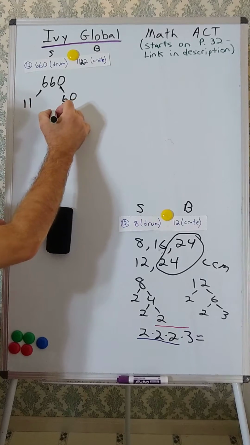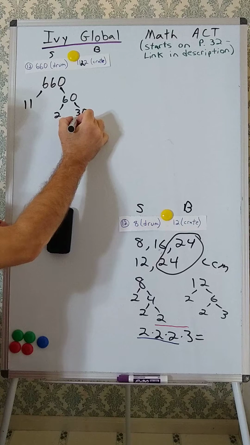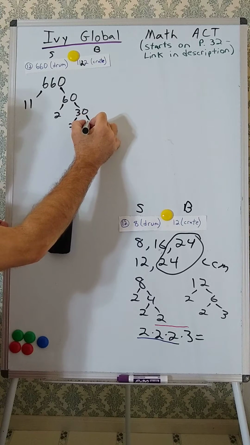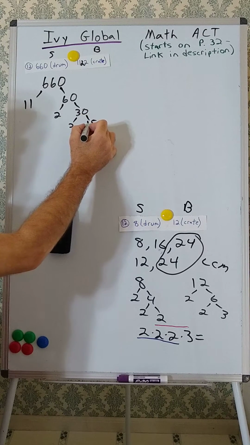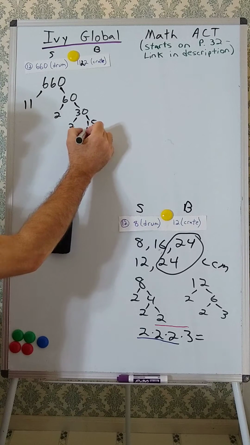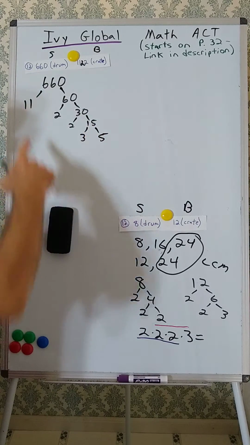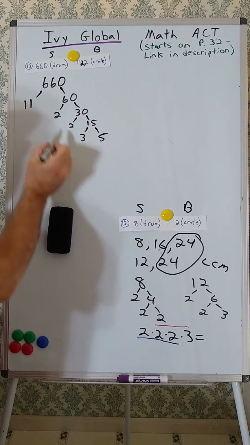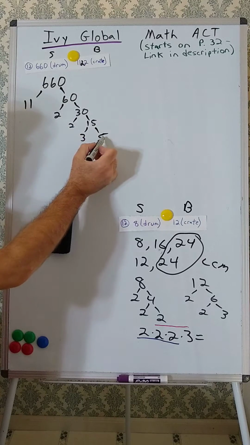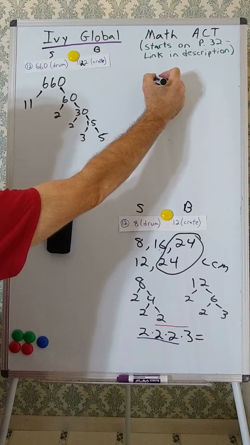And then this is even, so 2 is a factor. 2 times 30, that is even, so 2 is a factor. 2 times 15. 1 plus 5 is 6, which is divisible by 3, so this is divisible by 3. And you should know that 3 times 5 is 15. So I see 660 has 2 factors of 2, 1 factor of 3, 1 factor of 5, and 1 factor of 11.